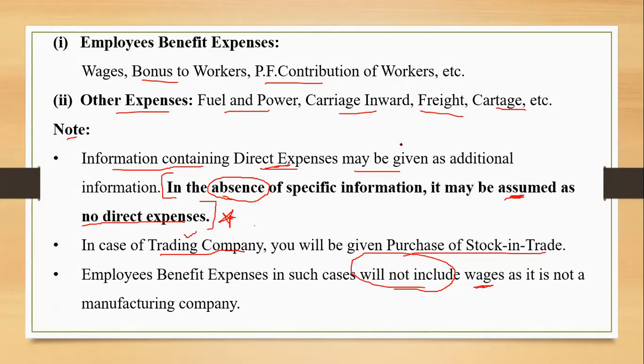And accordingly we will add the direct expenses. So two things are important from here. In the absence of any specific information, we assume that there are no direct expenses, and in case of a trading company, nothing goes into the manufacturing process at all, so there is no chance of wages in employee benefit expenses.